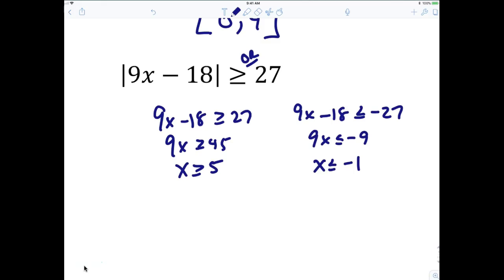Now do you see what I'm trying to say? If you're greater than 5, can you also be less than negative 1? So it's an or statement, right? So we would say from negative infinity to negative 1, union 5 to infinity. Is everybody okay with that?